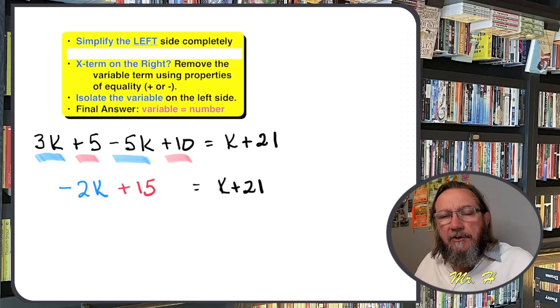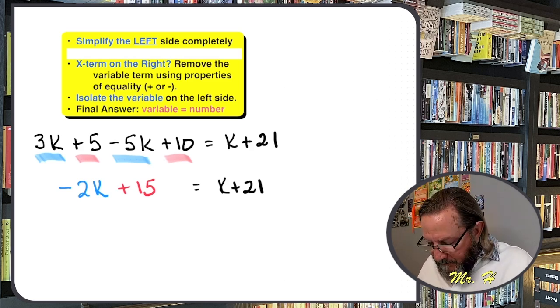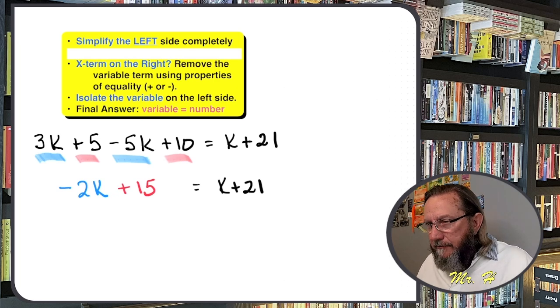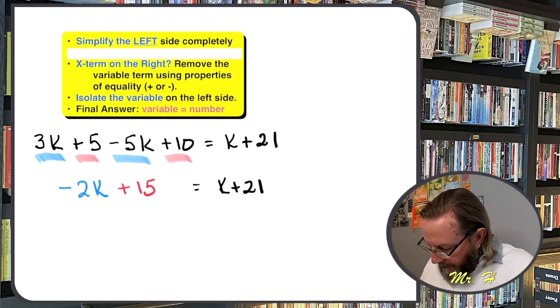Now the problem looks like everything we've seen the last couple. We've got a variable on the left-hand side and on the right. So we've got to invoke the next step in our recipe there. What do we do if we have a variable on the right? We've got to get rid of it. I have 1k on the right-hand side. How am I going to remove it? You guessed it, that's a minus k.